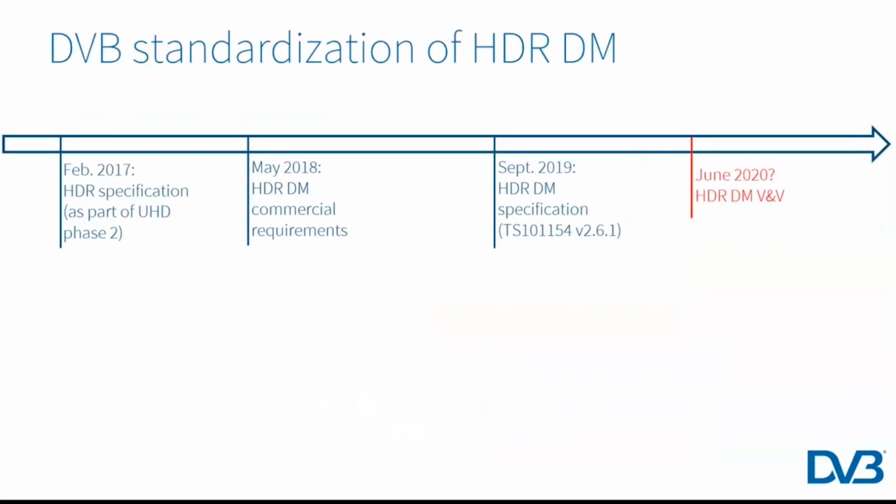Now going more in detail into what we've done for the HDR dynamic mapping. In terms of standardization, as I was saying on the first slide, we had this HDR specification already in TS 101 154 in 2017. DVB discussed for a long time if dynamic mapping should be added on top of this, because this is an optional feature on top of PQ10.